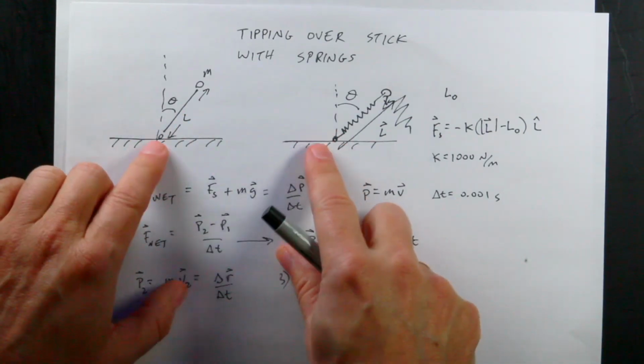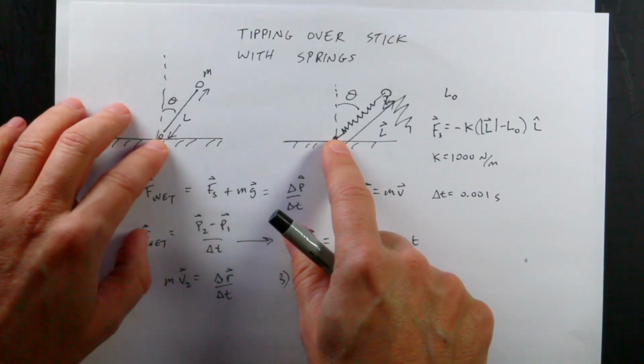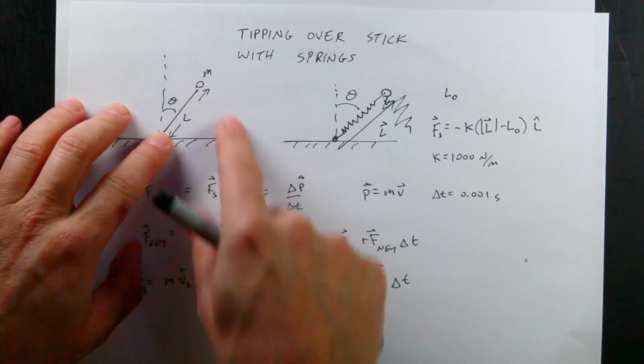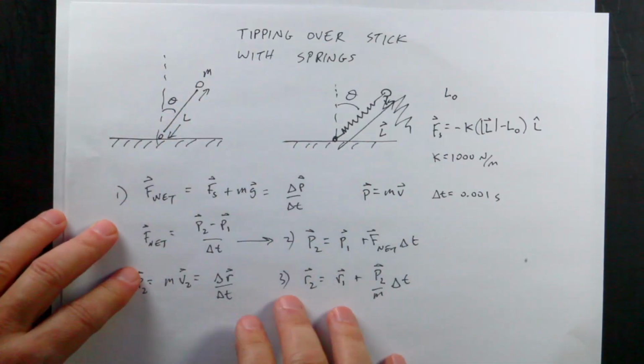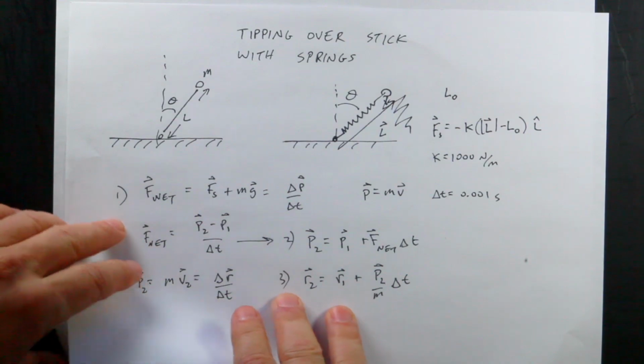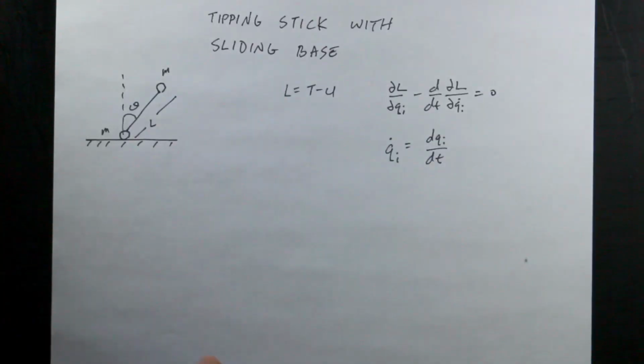In both of these cases, the pivot point was fixed, and now I want to see what happens when the pivot point moves. To do that, I can't use just normal angular momentum because it's not just rotating. You could do some tricks to figure that out, and it's actually not too bad, but I want to use this as an example to do a Lagrangian solution.